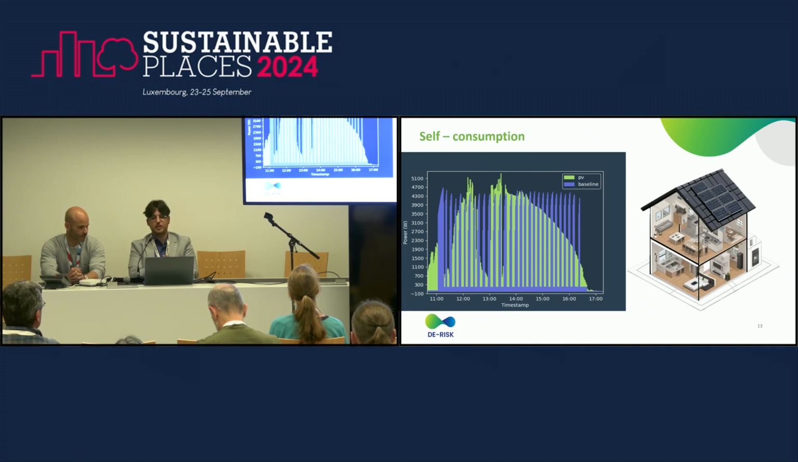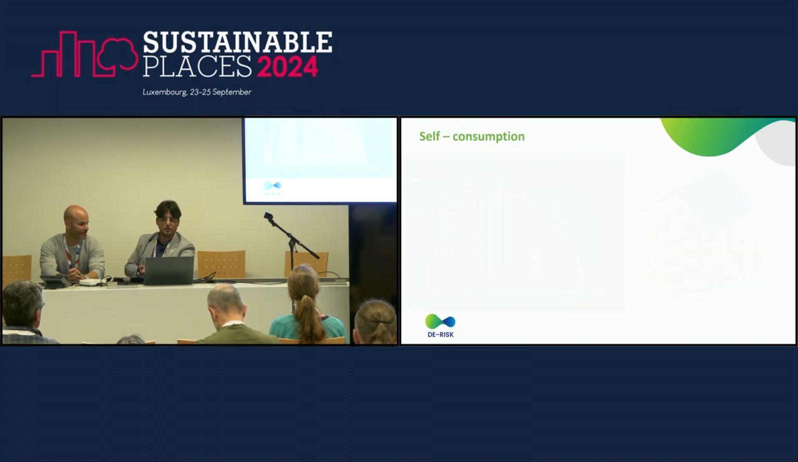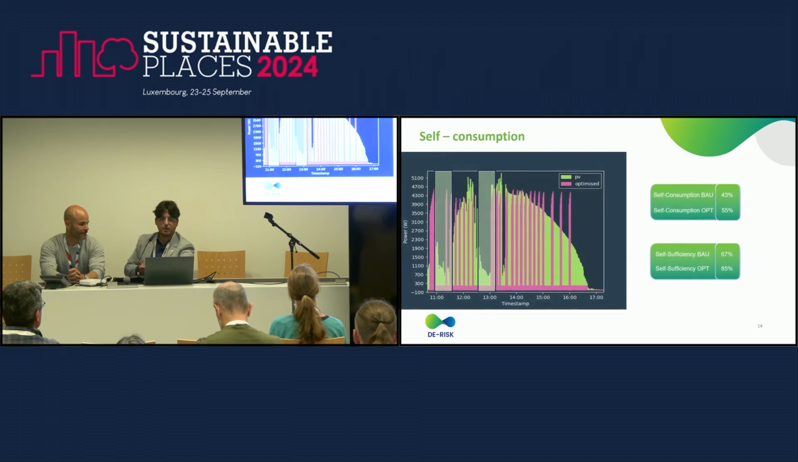We can shift the baseline consumption into time frames where the PV generates, and we are able to shift the consumption away from periods of shading where the PV has no generation. With these control commands, we were able to increase the self-consumption and the self-sufficiency of the user.